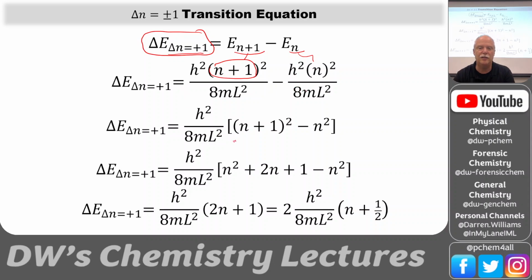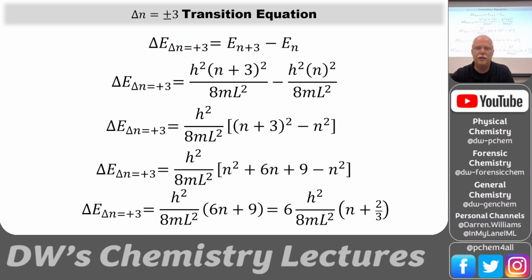We pull all the constants out front. We do FOIL here, first, inside, outside, last. That's FIOL. Okay, and then we can cancel the terms, and we end up with this. I pull that 2 out just because it's very nice to see the n by itself here. And so that's our transition equation for all the single jumps in energy levels.